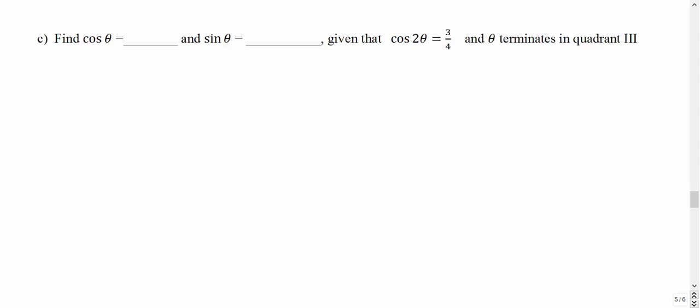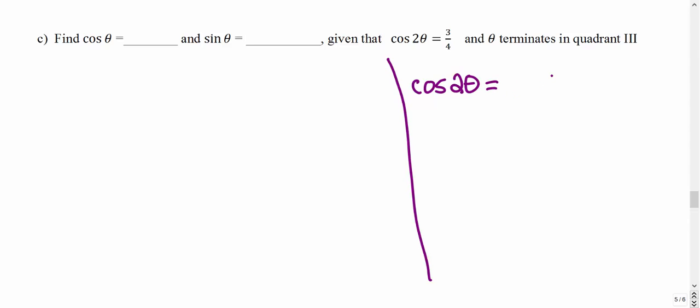Find cosine of theta and sine of theta given that cosine of 2 theta is equal to 3/4 and theta terminates in quadrant 3. So this time we are given information about the double angle 2 theta. We are asked to find information about theta. We are going to use one of the double angle identities for cosine.